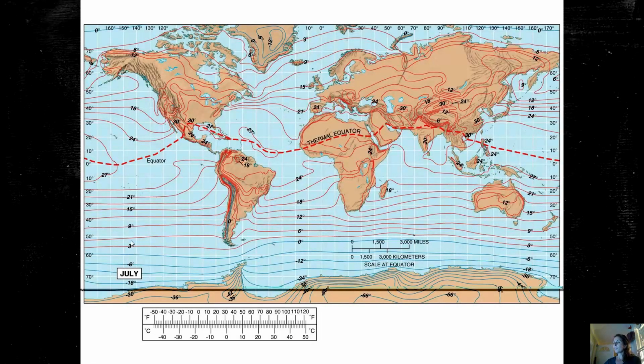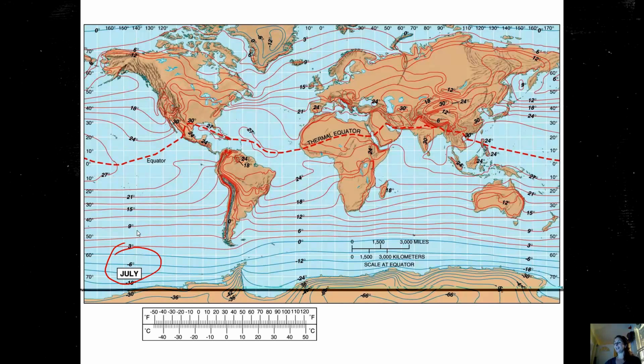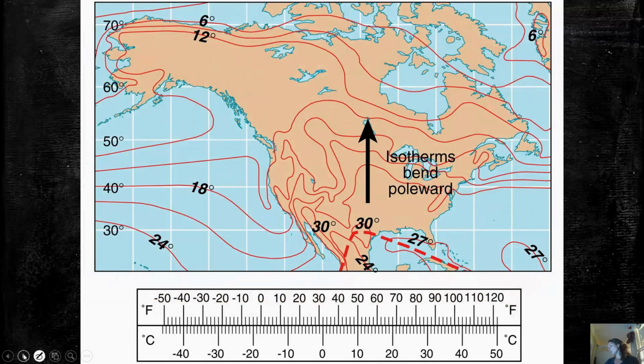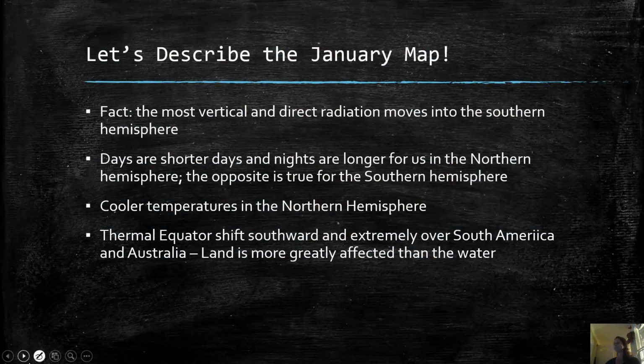So if this map didn't say July, what would be your evidence that we've moved into summer months in the northern hemisphere? Yep, sure enough, you can see, especially over land, that the heating of the Earth has shifted into the northern hemisphere. And we know that our summer solstice, our most direct radiation, is located at the 23.5 degrees north, Tropic of Cancer, and we can see the extremeness over land and water, land versus water once again.